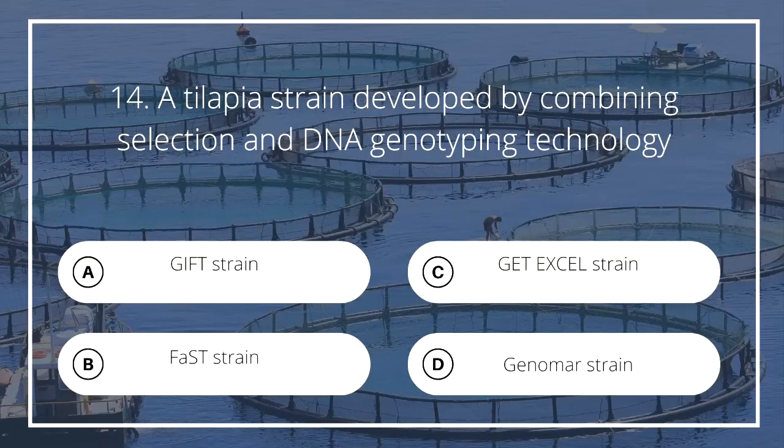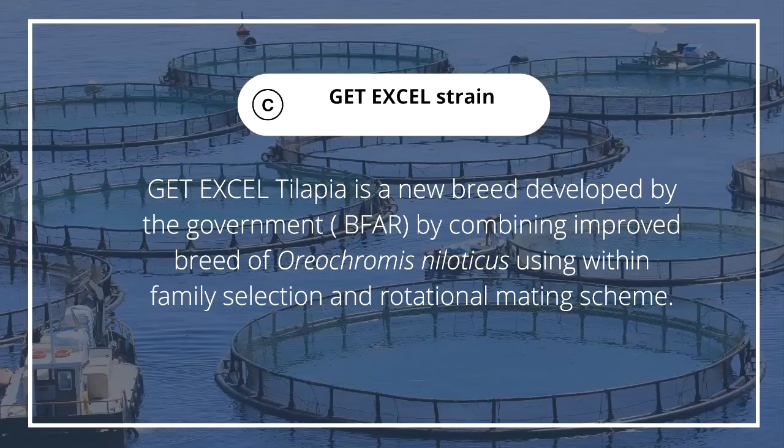Number 14. A tilapia strain developed by combining selection and DNA genotyping technology. A. GIFT, or Genetically Improved Farmed Tilapia strain. B. FAST, or FAC-selected tilapia strain. C. GET EXCEL, or Genetically Enhanced Tilapia with Excellent Qualities strain. D. Genomar strain. Answer: C. GET EXCEL strain. GET EXCEL tilapia is a new breed developed by the government, BFAR, by combining an improved breed of Oreochromis niloticus using within-family selection and a rotational mating scheme.